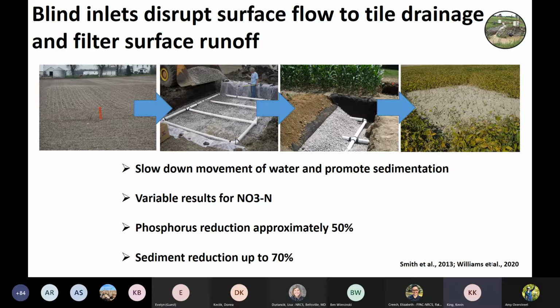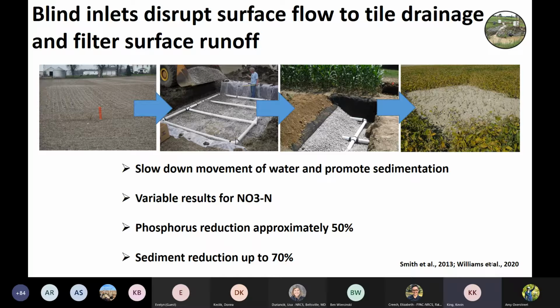Blind inlets disrupt surface flow to tile drainage and filter surface runoff. In the pothole or surface depression topographies, surface inlets are often installed to more rapidly remove surface waters that would otherwise pond in the depression. By removing the surface inlet and replacing it with a blind inlet, we slow down the movement of water and promote siltation. The water is still allowed to leave, but at a slower rate and a rate that will not cause root damage. This water management practice, NRCS Practice Standard 620, disconnects the surface discharge contribution, thus reducing the sediment and sediment-bound nutrients entering the tile systems.